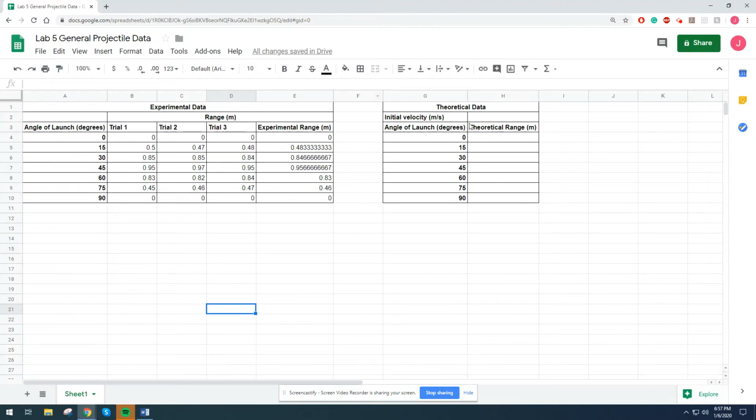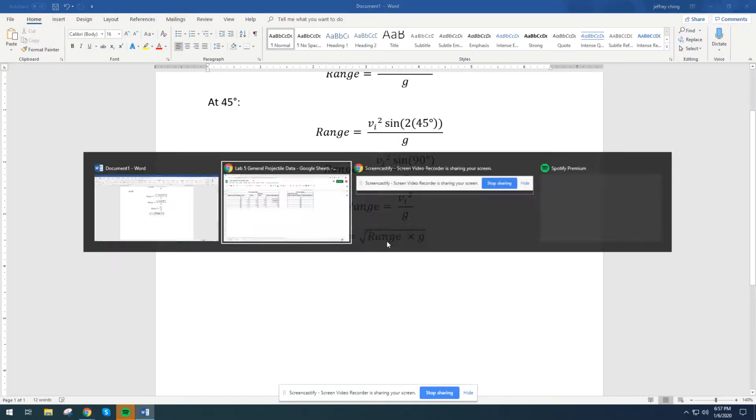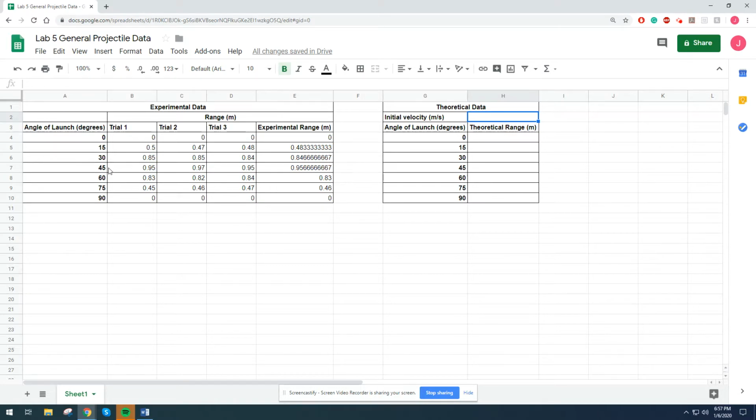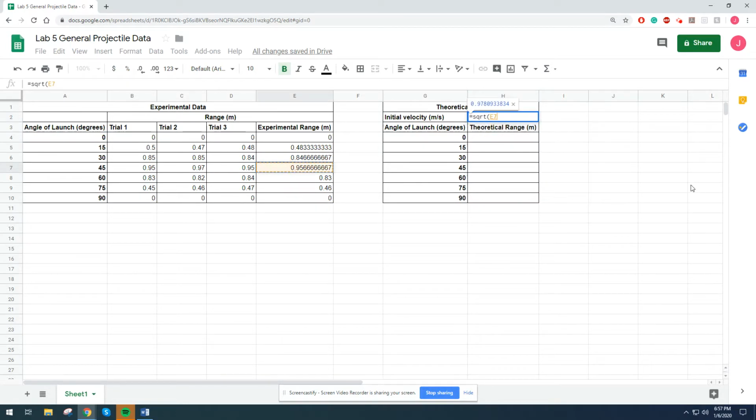So back here, I put a section here where I'm going to calculate what the Vi is. Now we see here it says square root of range times g. So I'll literally do that. And range specifically at 45 degrees, right? So equals square root, which is SQRT, parentheses, our range at 45 degrees, which I got to be this value, times g, which is 9.81 on the surface of Earth, close parentheses. So I got that my initial velocity based on my data is 3.06 meters per second.